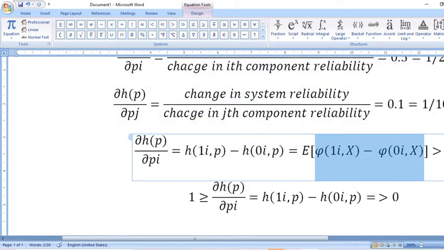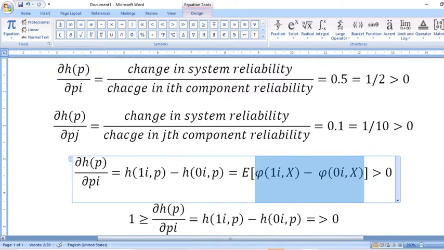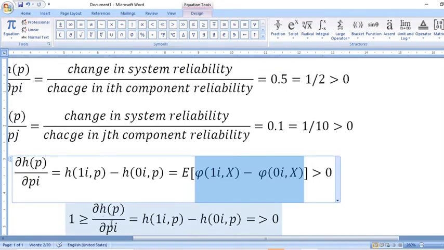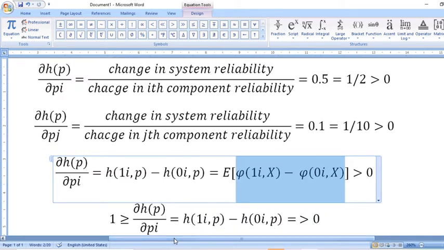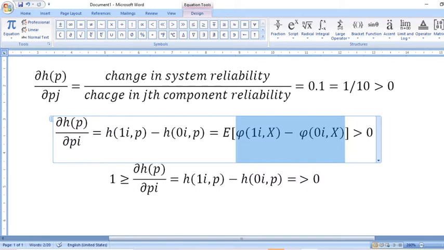So I think you got the idea. That means 1 is greater than or equal to ∂h/∂pi, which is the importance measure. The expectation will be 1 into probability plus 0 into probability, which is greater than 0. So 1 ≥ ∂h/∂pi > 0, and the importance measure lies between 0 and 1. I think you got the idea.